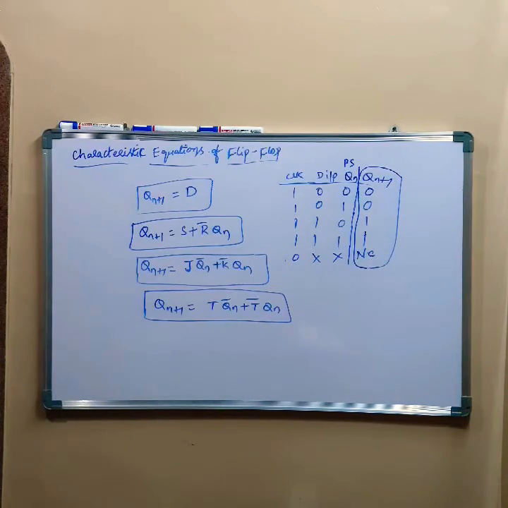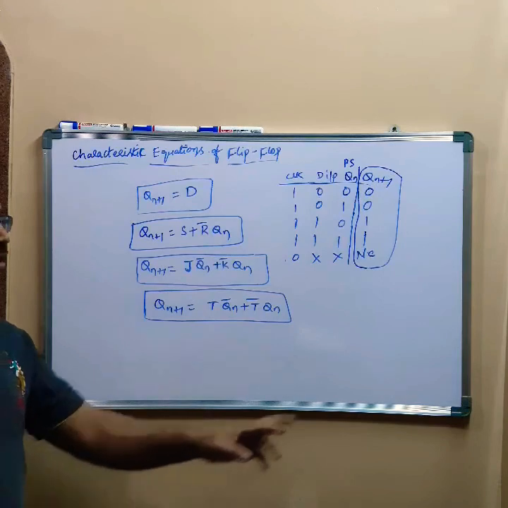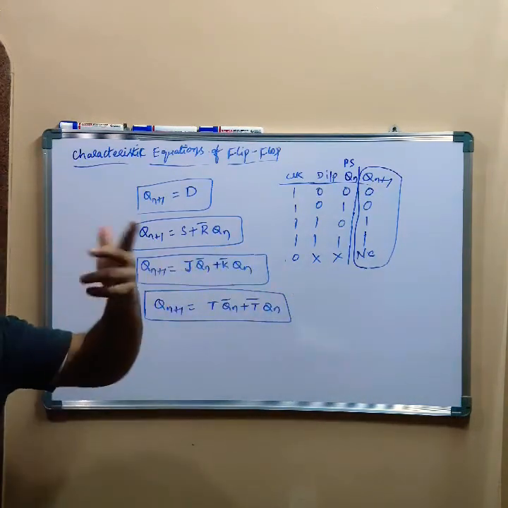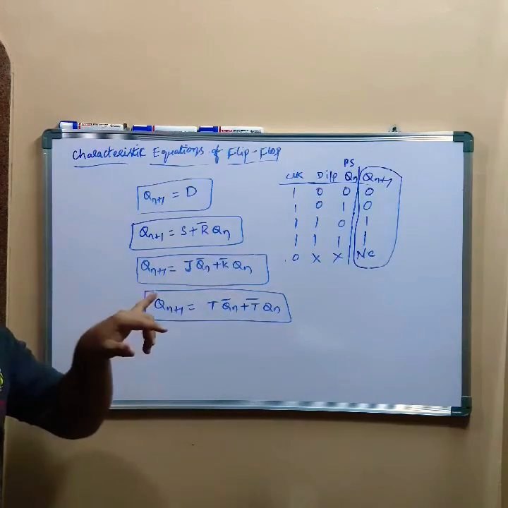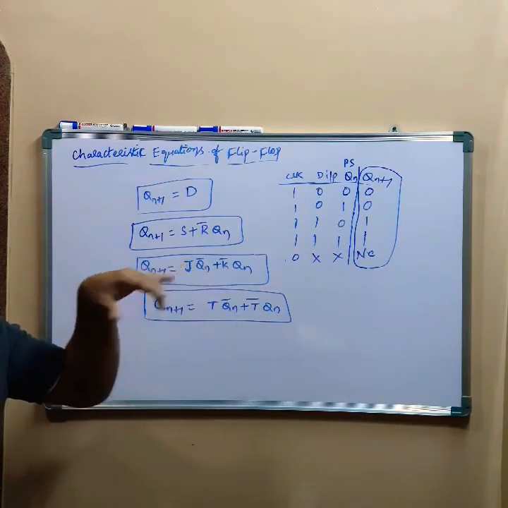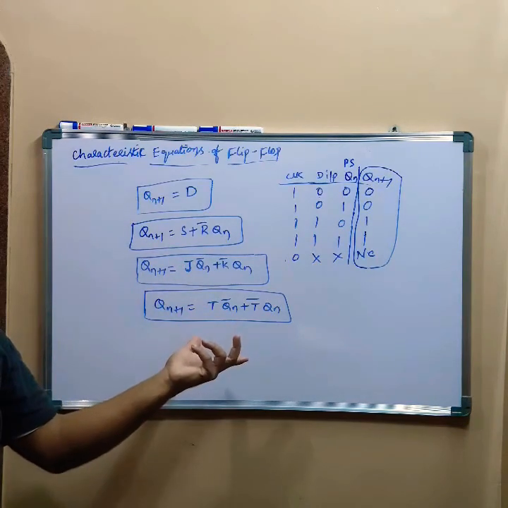What is the characteristic equation of D flip-flop? What is the characteristic equation of SR flip-flop? What is the characteristic equation of JK flip-flop? What is the characteristic equation of T flip-flop? The next state, that is the output column next state in the truth table, can be obtained by substituting the inputs in these equations. So we got these equations based on the truth table.